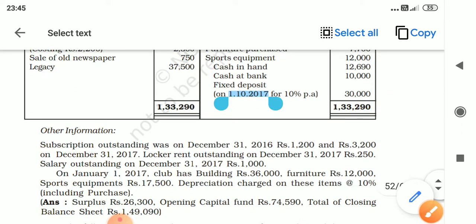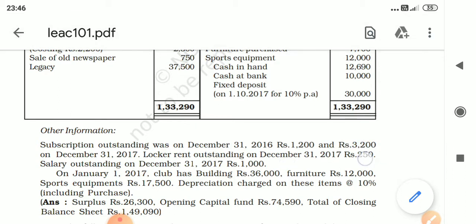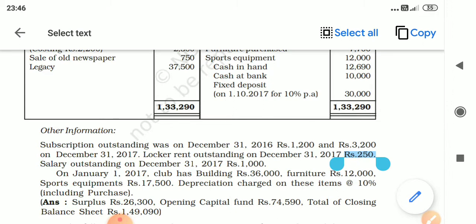Now the last one left is depreciation. So these are the opening balances. This 1200 will appear in the opening balance sheet. 3200 in the closing balance sheet. Both will appear in the asset side. Locker rent is an income accrued, so it will appear in the asset side of the closing balance sheet. Okay. Salary outstanding is an expense outstanding, so it will appear on the liability side of the closing balance sheet.